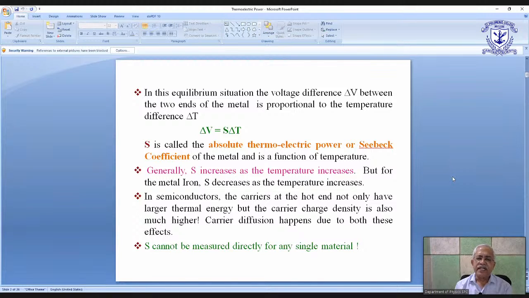One of the things that we should keep in mind is that this Seebeck coefficient cannot be measured for a single material directly. Okay, we have to do experiments with pairs of different materials. Essentially, we have to make a thermocouple and then measure the Seebeck coefficient of one metal relative to another metal. We will come to that a little later.